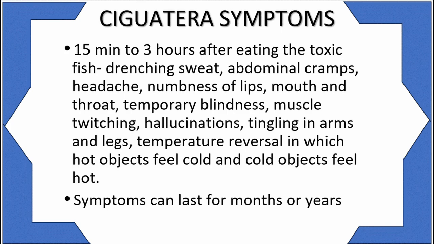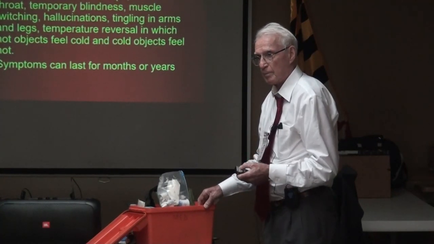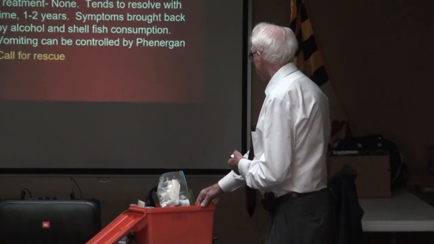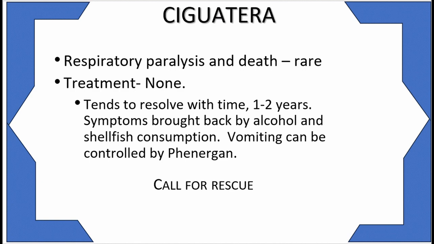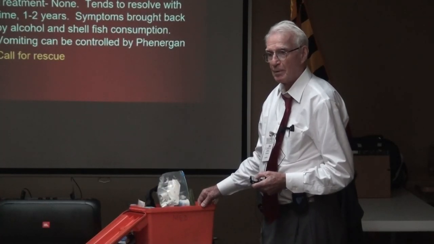Now, he didn't have this all the time. It got better, and then if he would drink alcohol, it would immediately get worse. And it's said that the symptoms are brought back by alcohol and shellfish consumption. Vomiting can be controlled with Phenergan. So if anybody has these symptoms and they've eaten a fish like that, you have to call for a rescue because that's a very serious condition. If something like that happened on your boat, it's unusual that just one person would have eaten that fish. Maybe more than one person.